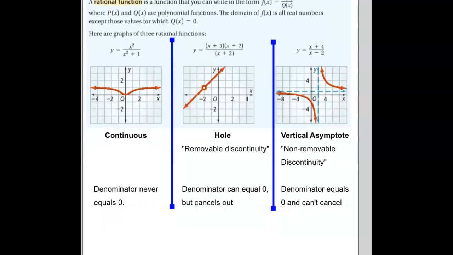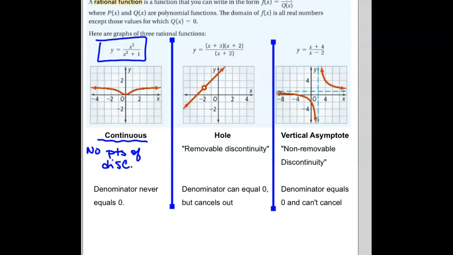The first one, the equation is y equals x squared divided by x squared plus 1. And you'll notice that this graph is what we call continuous. There are no breaks. So there's no points of discontinuity. Okay, there's nothing that's breaking that graph up. The denominator can never be zero.